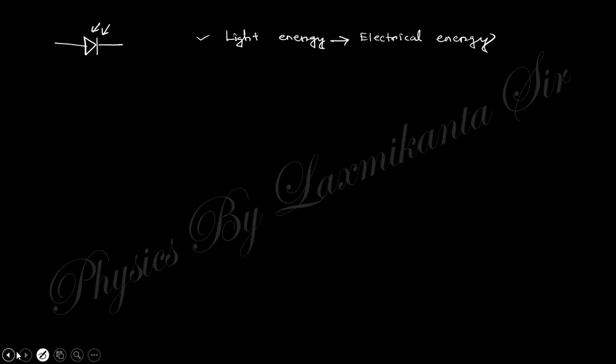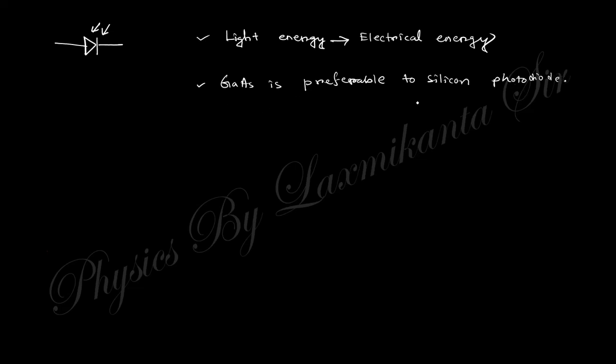Here also you can see that gallium arsenide is preferable to the silicon photodiode. Using gallium arsenide is more preferable than the silicon photodiode, because silicon is an indirect band gap material, that is, the minimum of the conduction band and the maximum of the valence band are not at the same k value, whereas this is the direct band gap.